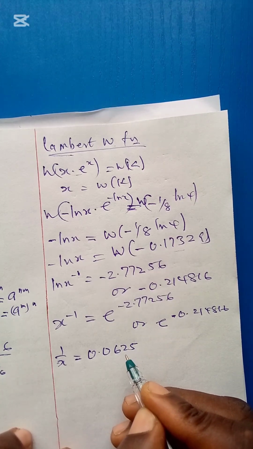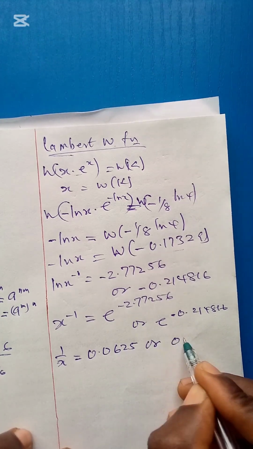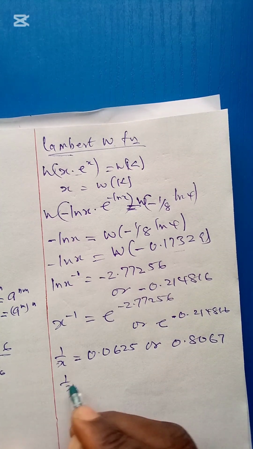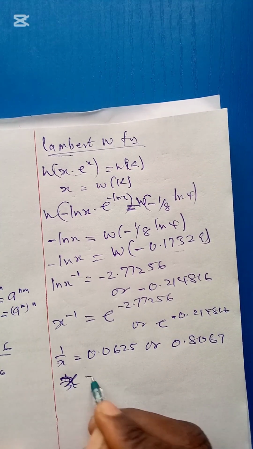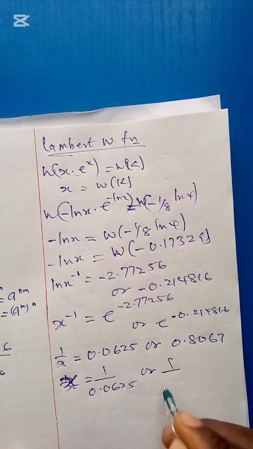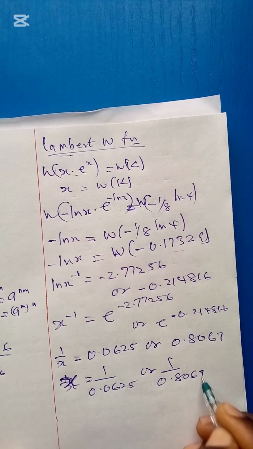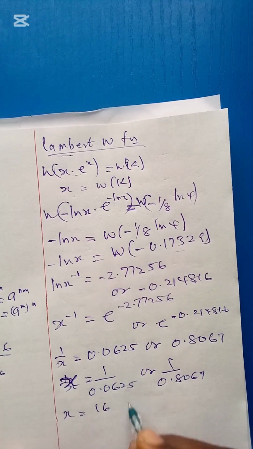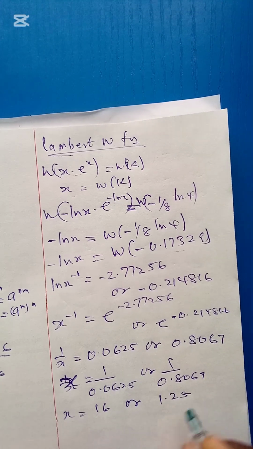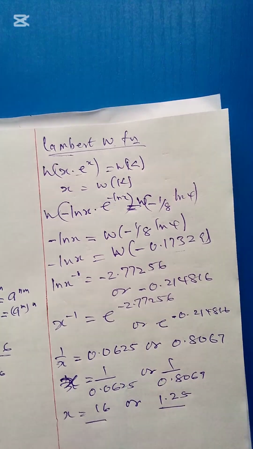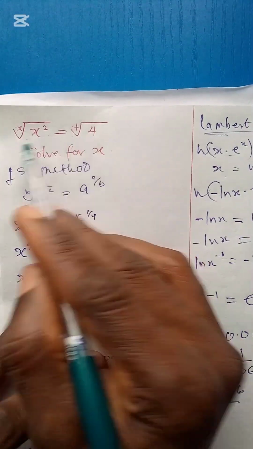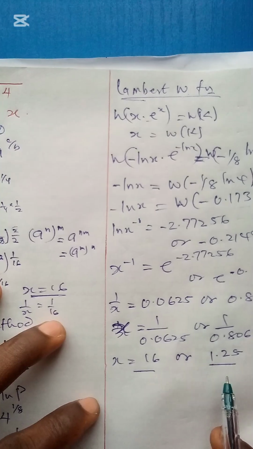1 over x equals, here will give me 0.0625 or 0.8067. So 1 over x, or rather x equals 1 over 0.0625 or 1 over 0.8067. x equals 16 here, or x equals 1.25 here. So we have two values for x. If we now put the value of 16 or 1.25 in the original equation, we will get a balanced equation.